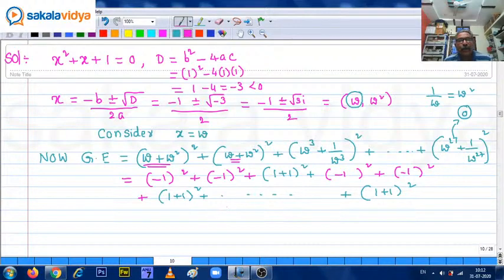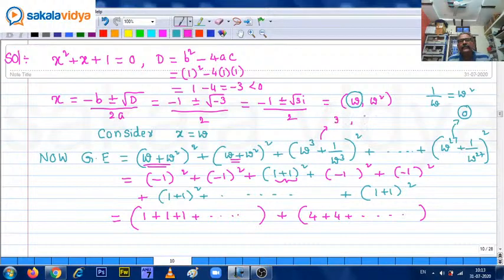So now what we need to do is count how many minus 1 square terms there are, and how many plus 2 square terms there are. That is a very simple count. Minus 1 square is 1, and plus 2 square is 4, so the sum is 1 plus 1 plus and so on, plus 4 plus 4 plus 4 and so on. We need to find how many of each. It is very clear: for every third term, after the sixth term, after the ninth term, and so on up to the 27th term, you get these four values.